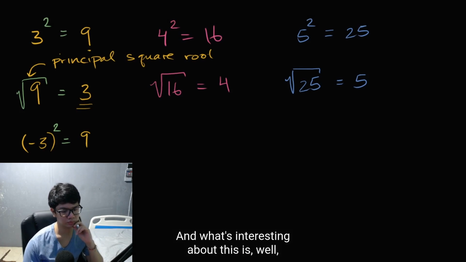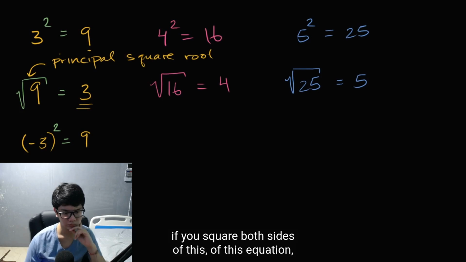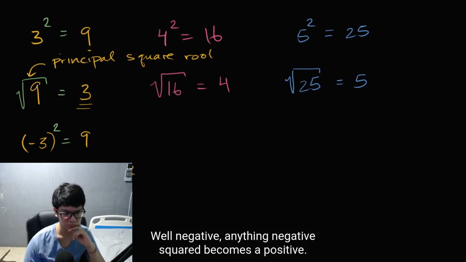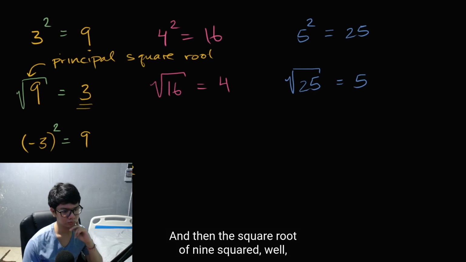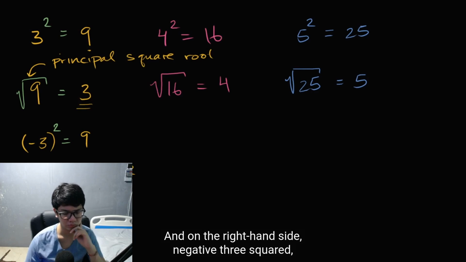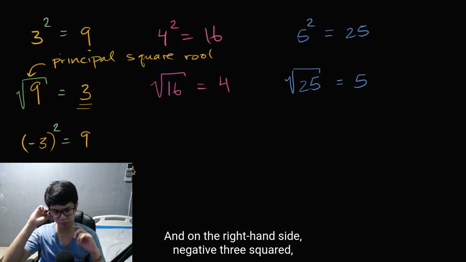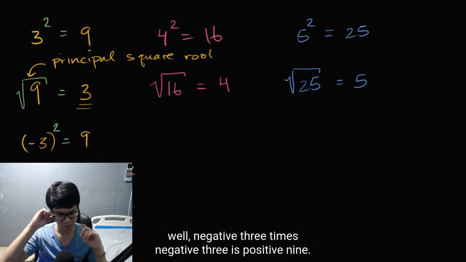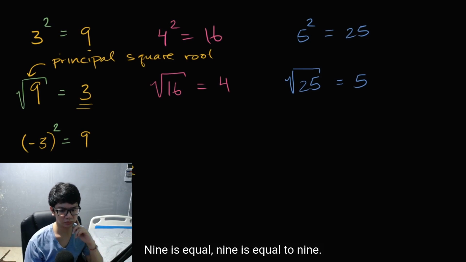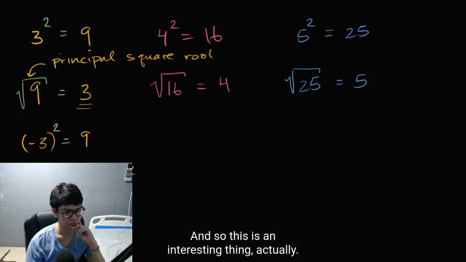And what's interesting about this is, if you were to square both sides of this equation, what do you get? Well, anything negative squared becomes a positive. And then the square root of 9 squared, that's just going to be 9. And on the right-hand side, negative 3 squared, negative 3 times negative 3 is positive 9. So it all works out. 9 is equal to 9.